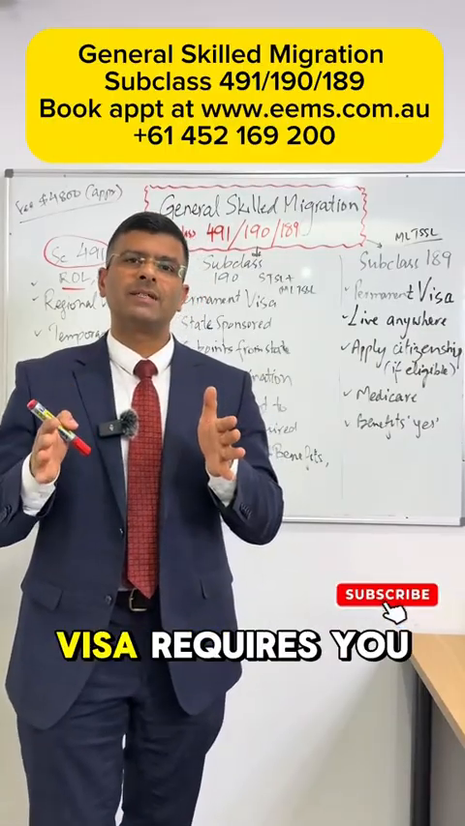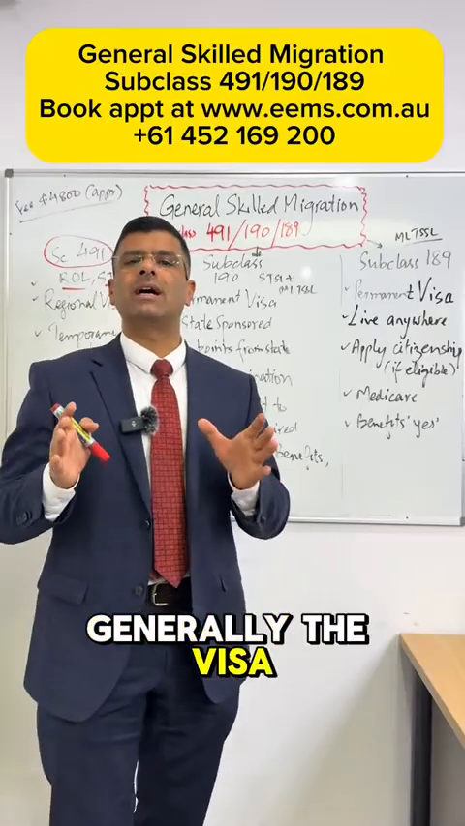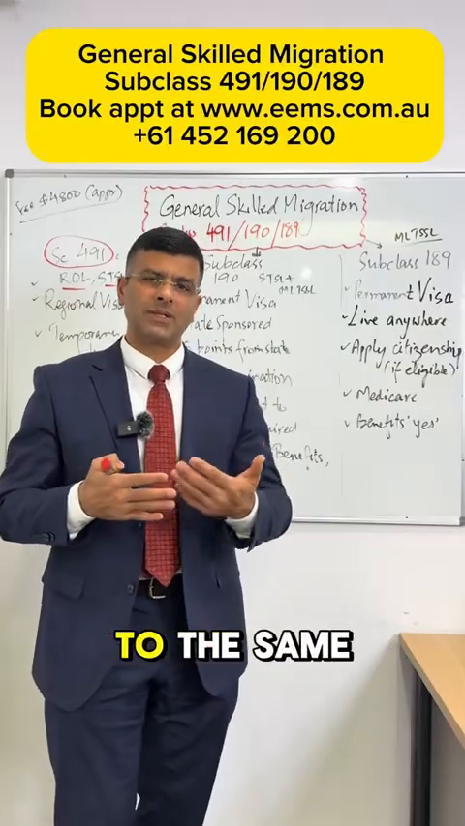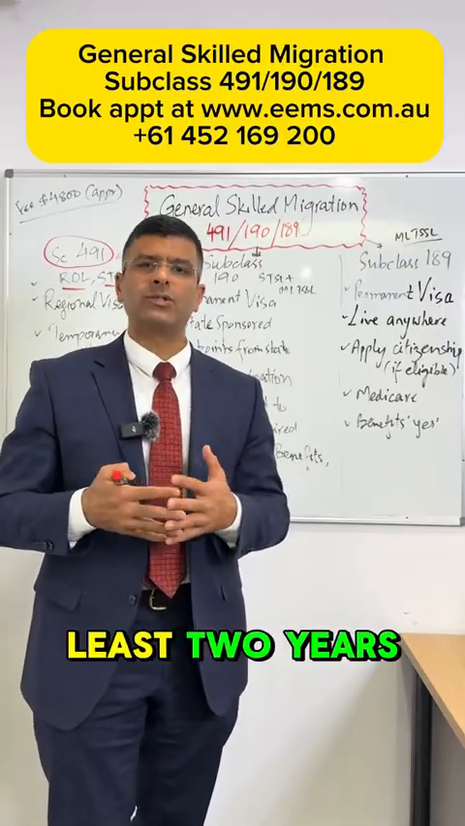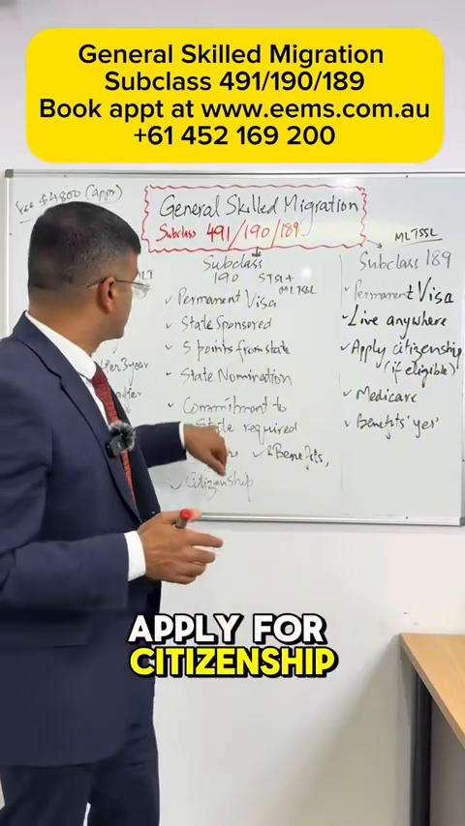Now the 190 visa requires you to be committed to that particular state. Generally the visa grant letter does not have any condition, but people are expected to stick to the same state where they got the 190 for at least 2 years in certain states. Now you can apply for citizenship as well.